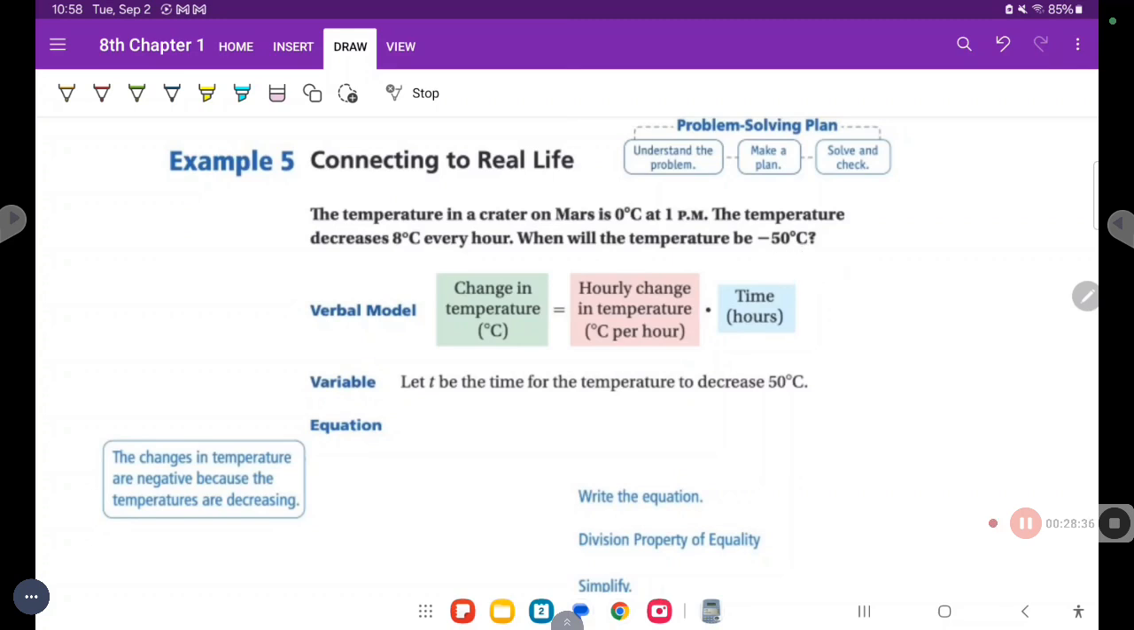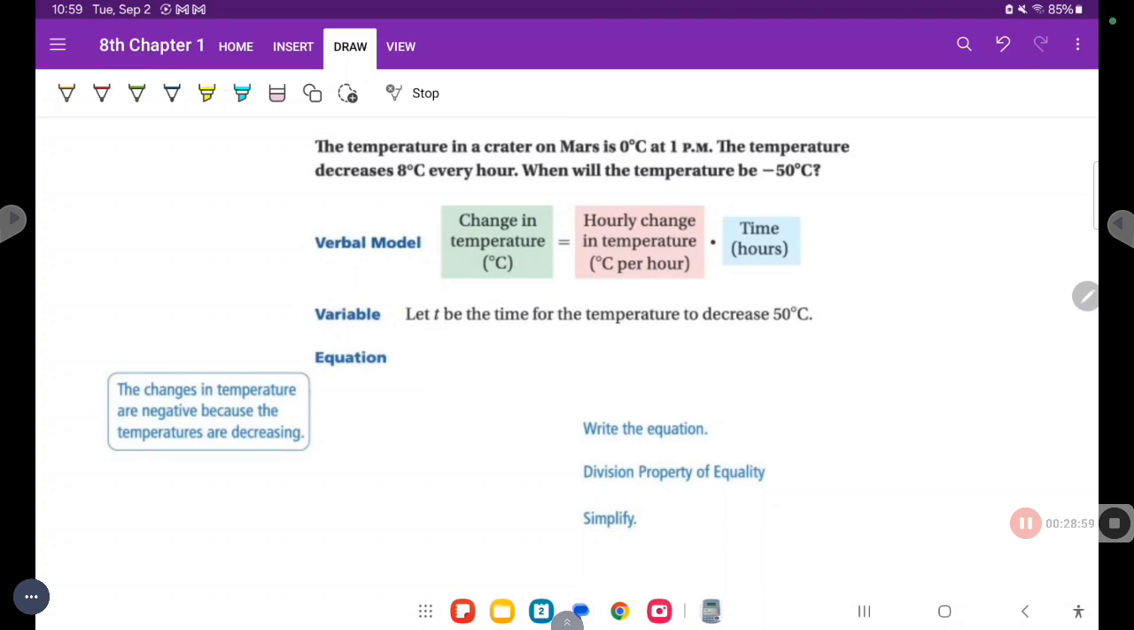Okay? So we want to let T be the time. So the change in temperature, 0 degrees Celsius, equals the hourly change in temperature times the time in hours. So the question is, when will the temperature be negative 50 degrees? That part actually doesn't matter in the way that we're setting this up. So we're going to put negative 50 over here, okay?